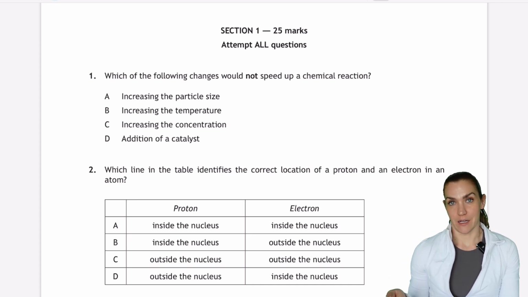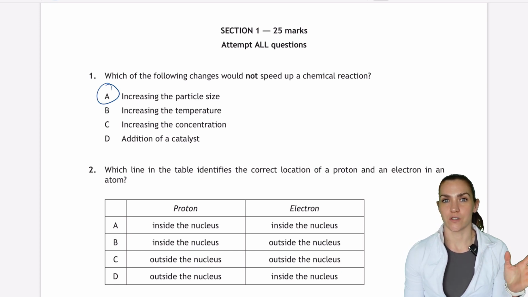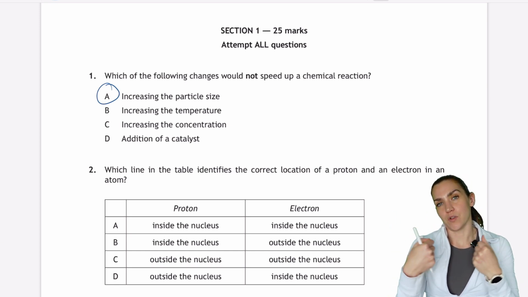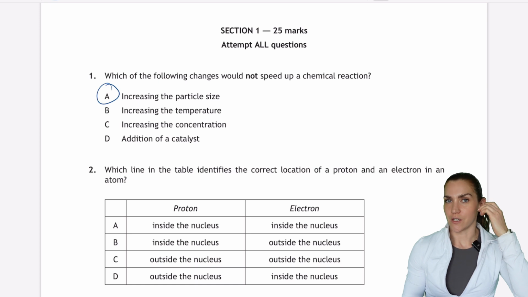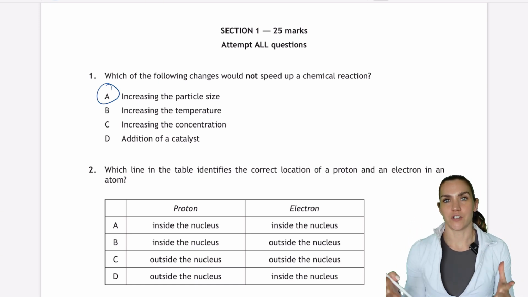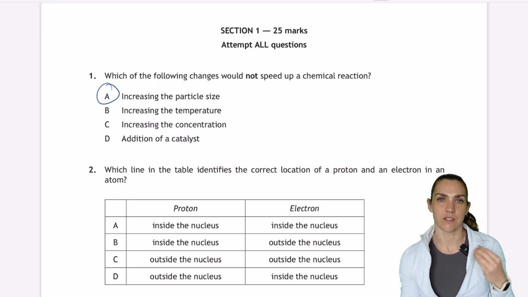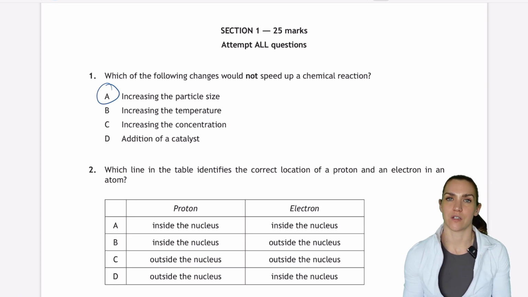So the one that doesn't match those things is increasing the particle size, because that actually decreases the surface area, so the reaction ends up being slower because there's less area available for the particles to collide with each other. Okay, so just remember that with particle size, a larger particle size gives a slower reaction. A smaller particle size gives a faster reaction because it gives a larger surface area.